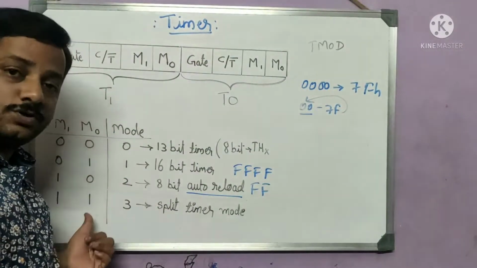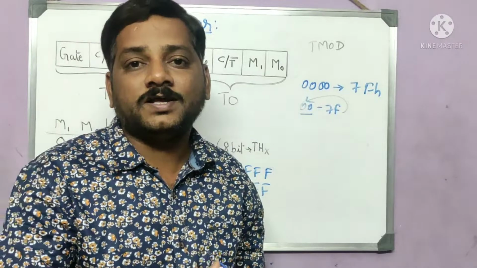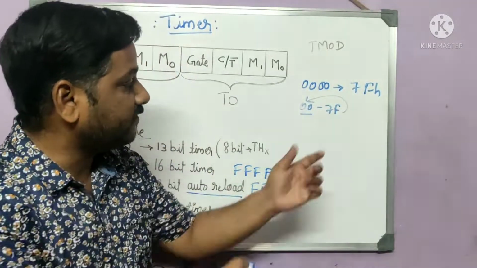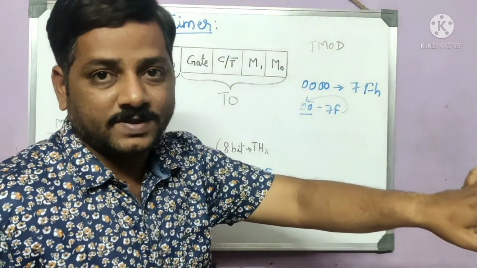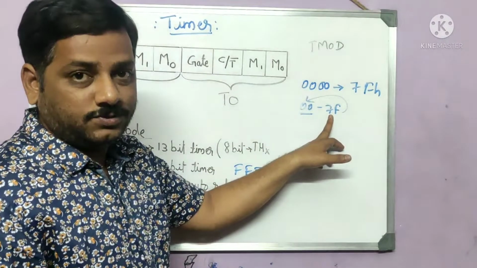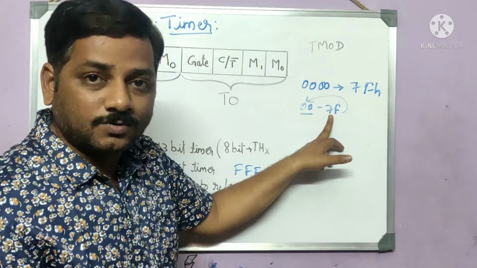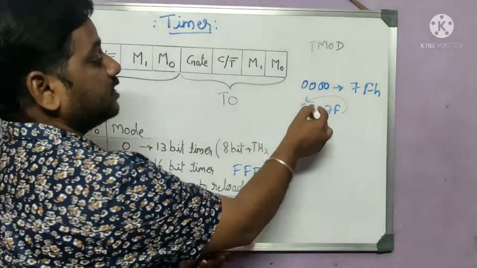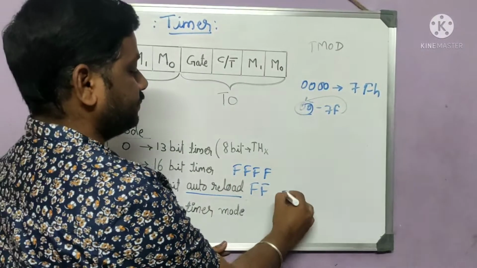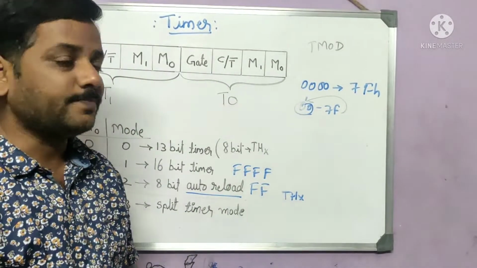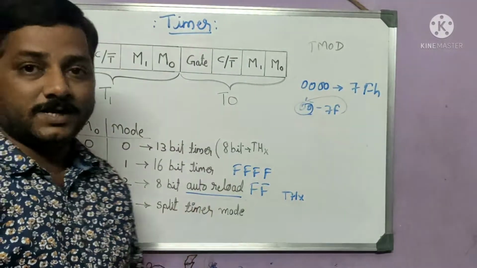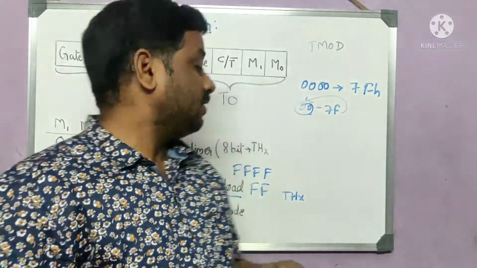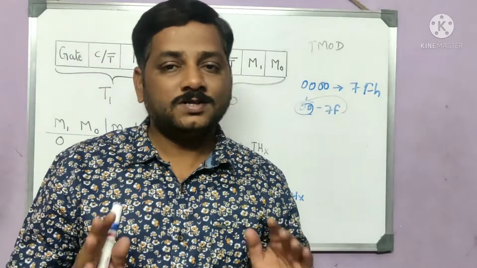But when you go for mode 2, this reloading is done automatically, with no need of writing any instruction. Once it completes 7FH, it will not go for the next number. Once it completes the count, the initial count will be reloaded into that register, because this initial count is copied in THx. So mode 2 is used widely, because the auto reloading system is available in mode 2, whereas in mode 0 and mode 1 we don't have it.